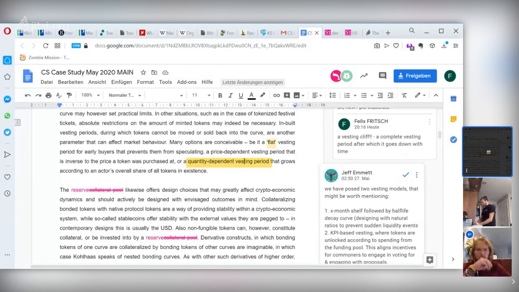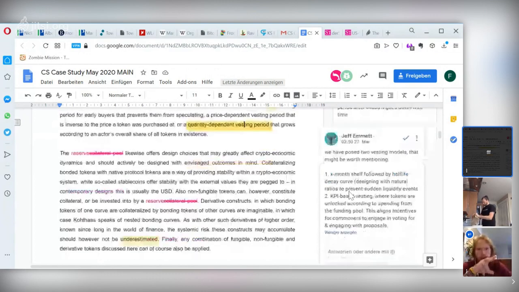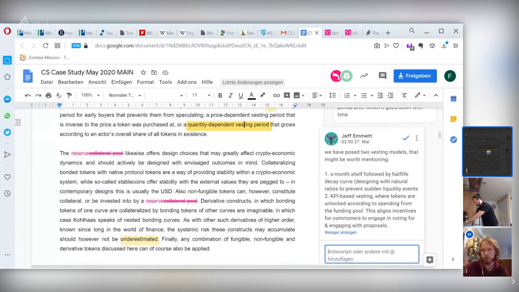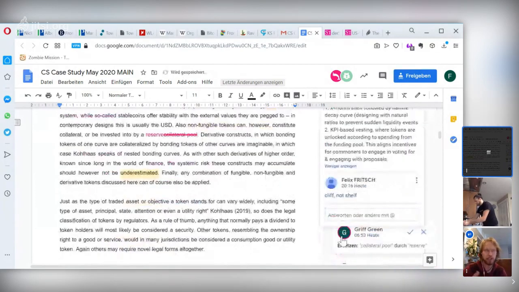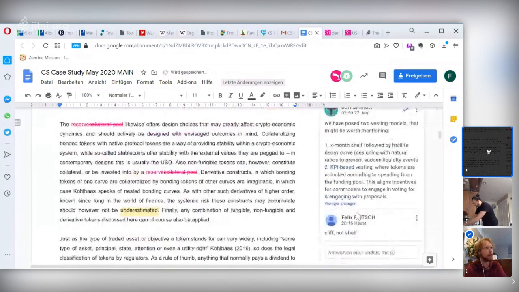So this comment was to talk about the different types of vesting that we can have. We can have a time unlock, which is the basic half-life curve or logarithmic curve. And then there's also the option for KPI-based vesting. In other words, the more funds that move through the commons and the more proposals that get done, the faster your tokens unlock.